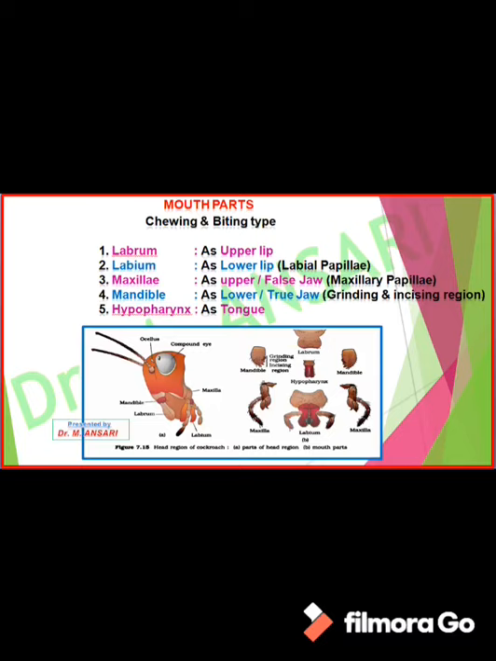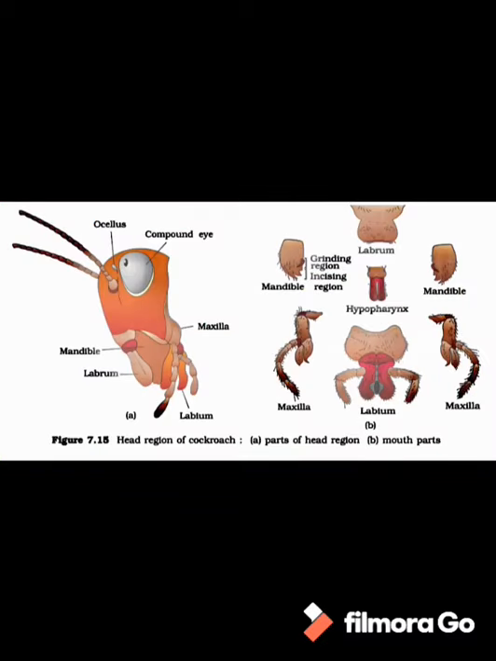In the head region, the mouth parts present are of chewing and biting type, which include labrum, labium, maxillae, mandible and hypopharynx. Labrum acts as the upper lip and it is 1 in number. Labium acts as the lower lip and it is also 1 in number. Labium is with labial palps which are sensory in function.